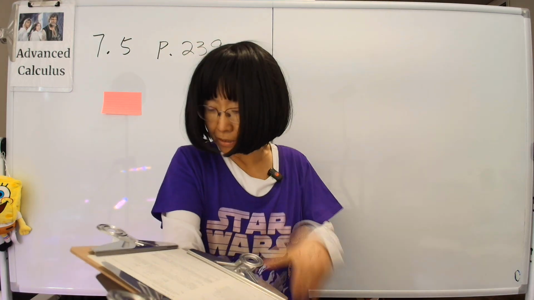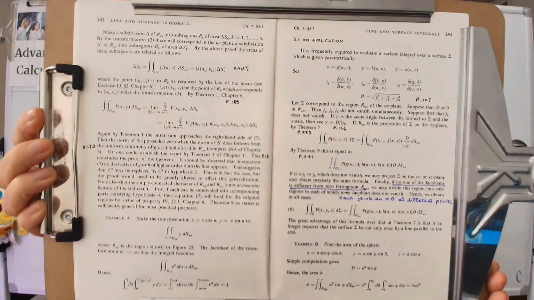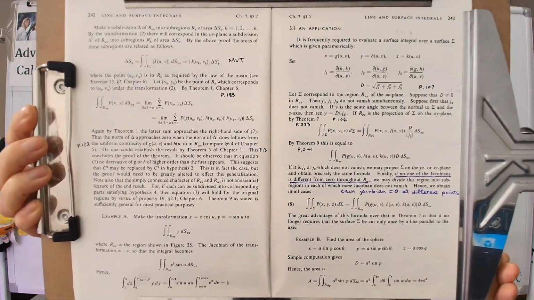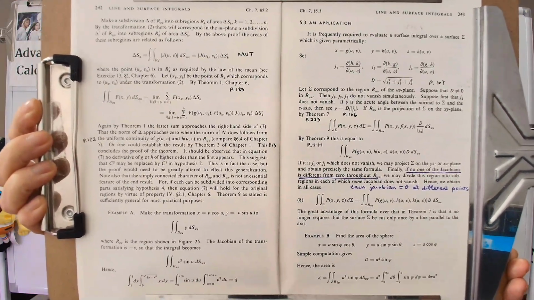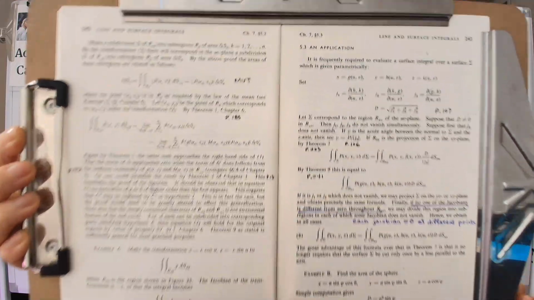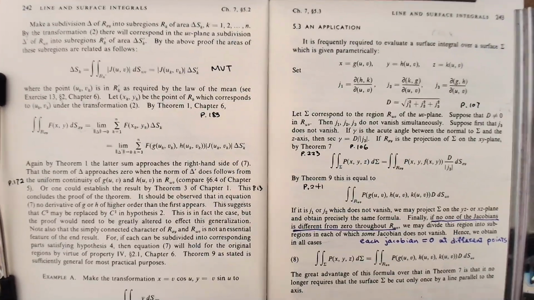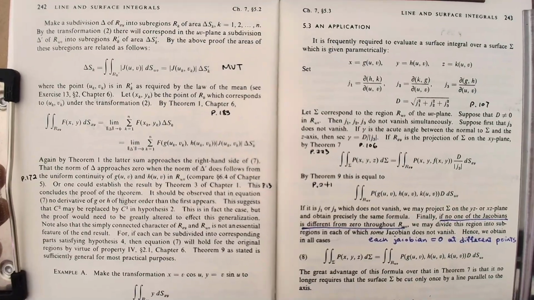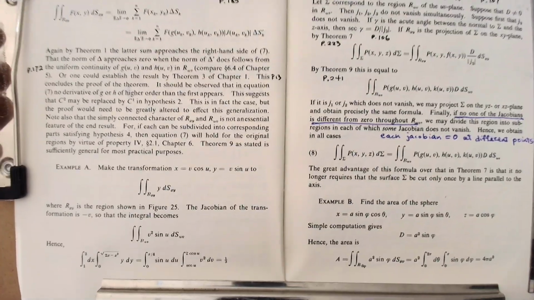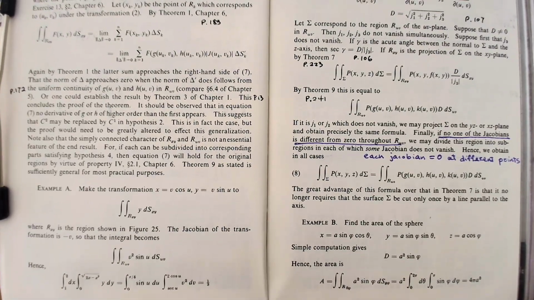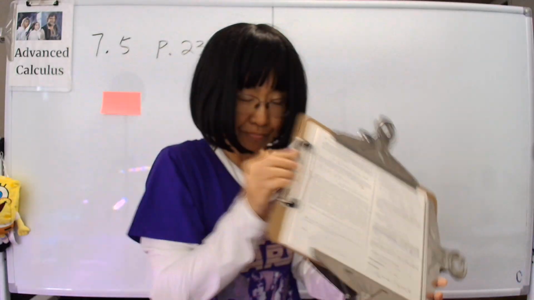Next, page 242 and 243. That's the whole page. And then a little bit closer on the top, and a little bit closer on the bottom. Okay.